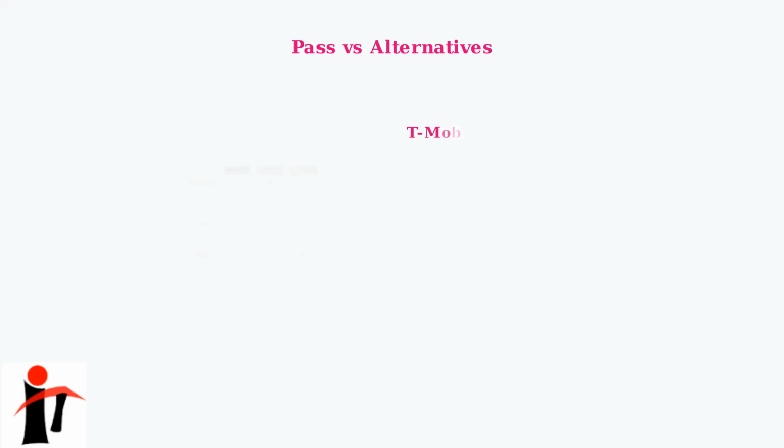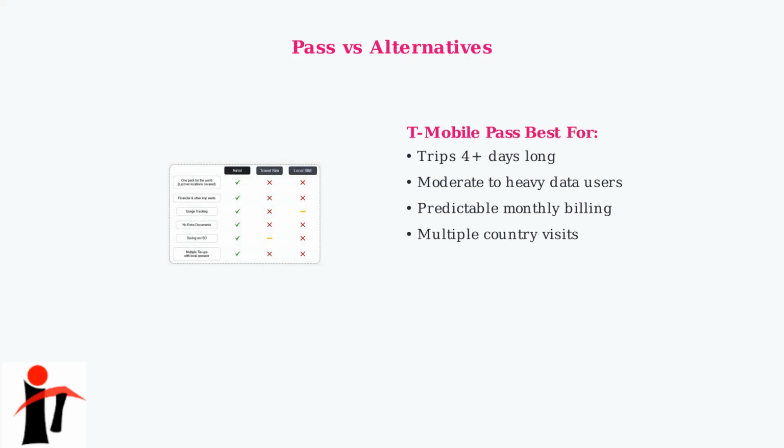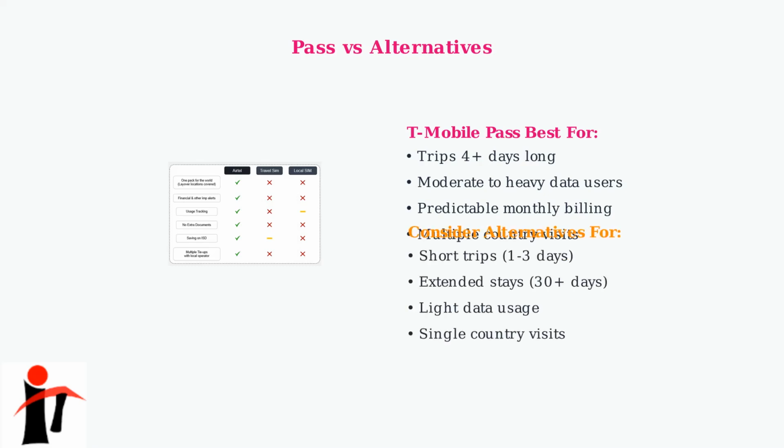T-Mobile passes excel for moderate to heavy data users on trips lasting 4 or more days. They provide predictable pricing that eliminates bill shock from unexpected roaming charges. However, occasional travelers or those staying in one location for extended periods should consider alternatives like local SIM cards, which may offer better value for specific use cases.